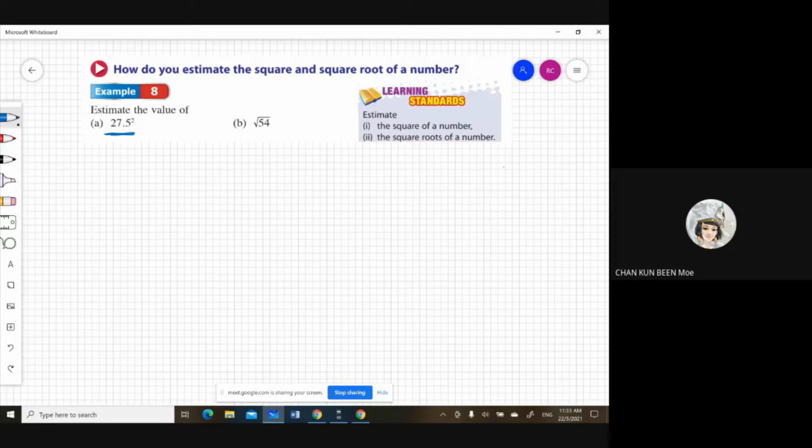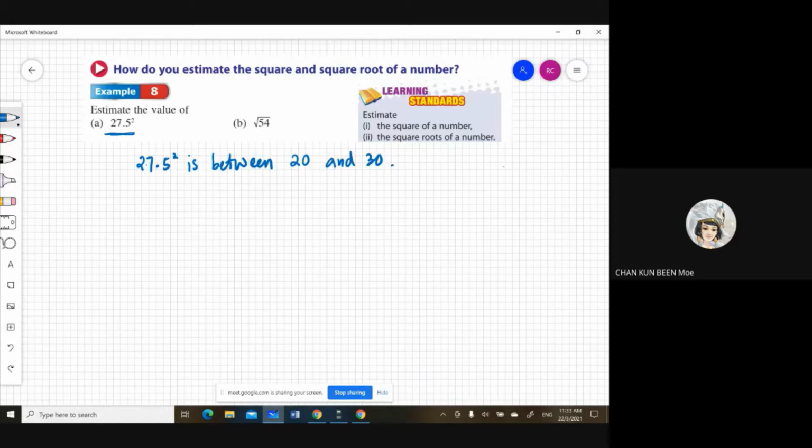To estimate the value of 27.5 squared, you have to determine which tens values it is in between. So 27.5 is actually in between 20 and also 30. You have to determine that way. Okay, so I'm going to write down first: 27.5 is between... you need to write the whole sentence like mine over here because this is about estimation, so later on you can determine which one is nearer to it.